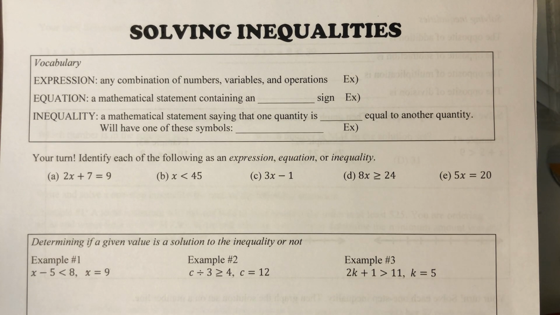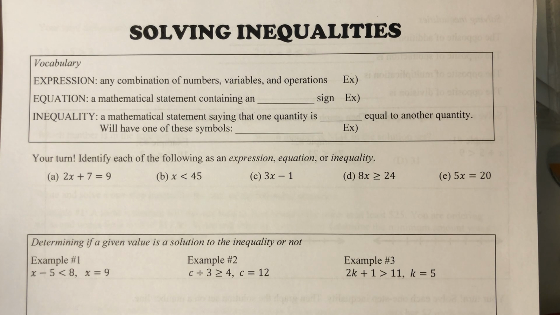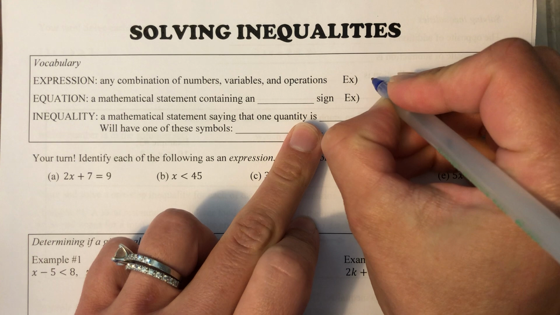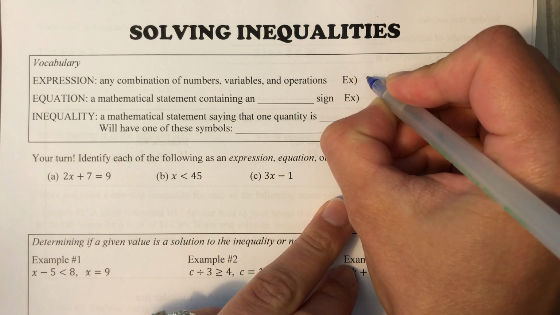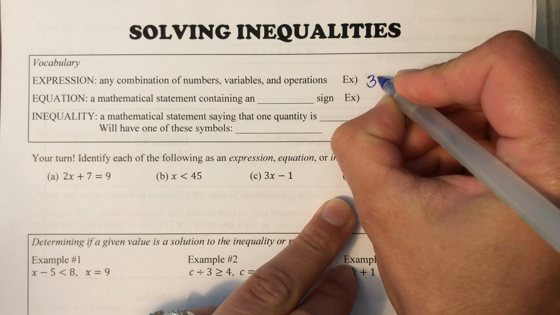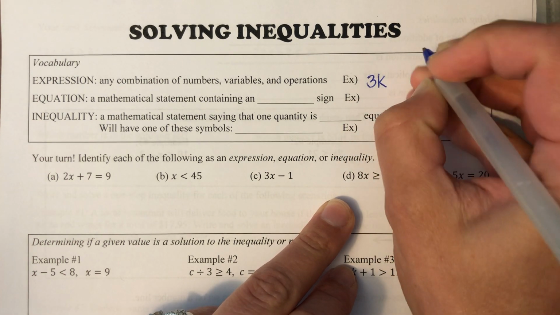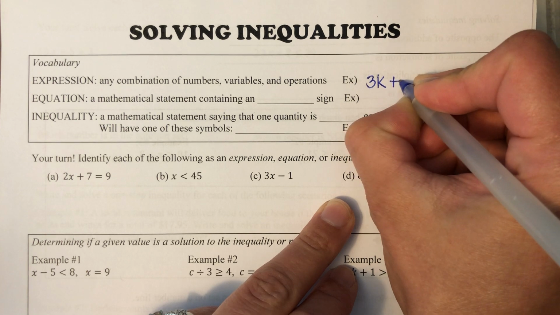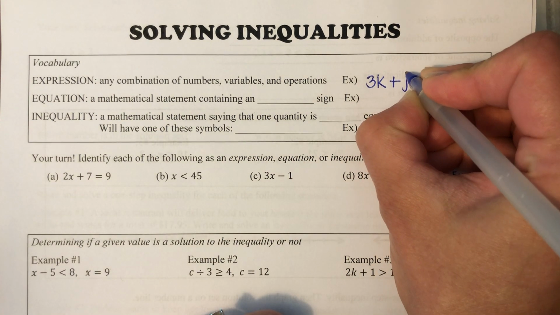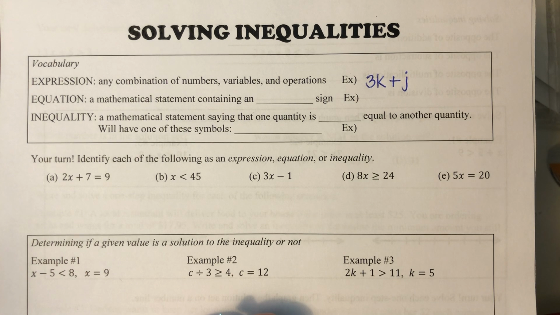So now we're moving on to solving inequalities. Let's first go through and make sure we know some vocabulary. First is an expression, which is any combination of numbers, variables, and operations. So for example, here's a number, 3, getting multiplied by some variable k. Maybe there's an operation like plus, and maybe another variable. So numbers, operations, variables, there's no equal sign and there's no inequality sign.